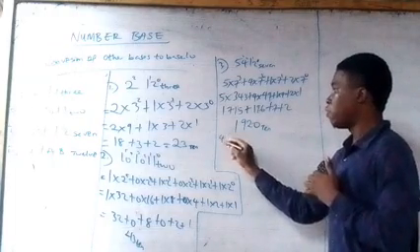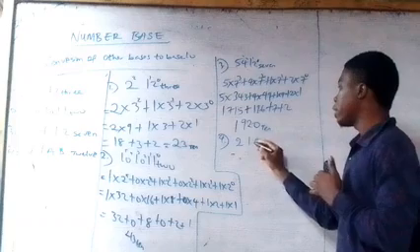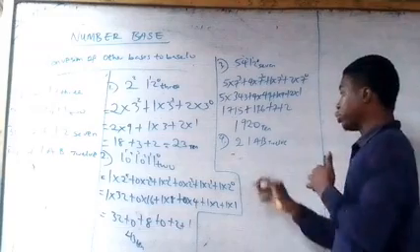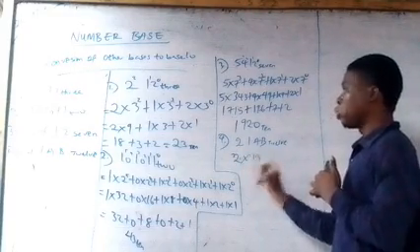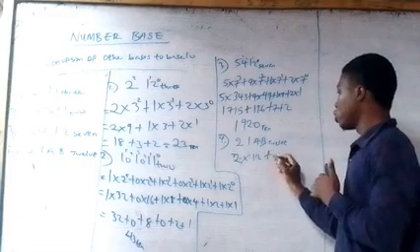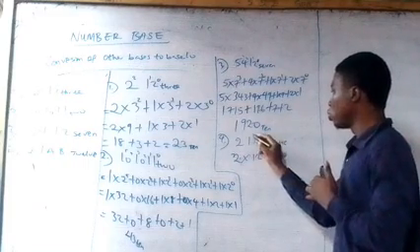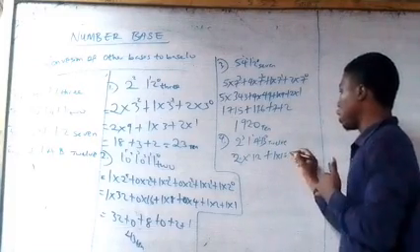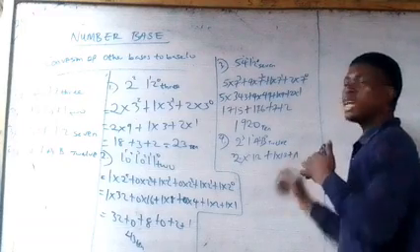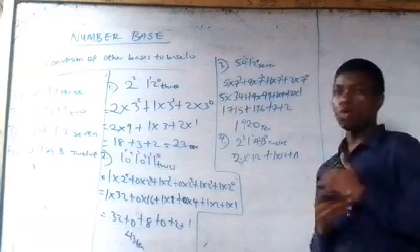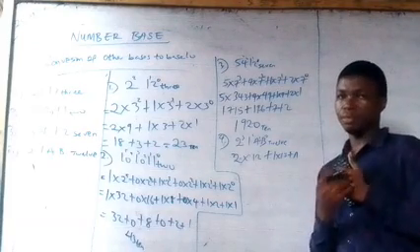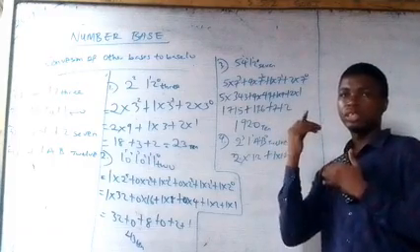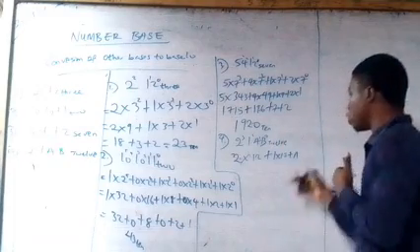Now, number 4, we have 2 1 3 is base 12. So what are we going to do? 2 times 12 plus 1 times 12. Oh, sorry, 0, 1, 2, 3. 1 times 12 plus 8. A in this place, if you can remember, A is 10, right? B is 11, C is 12, D is 13, E is 14, F is 15. So A here is 10.